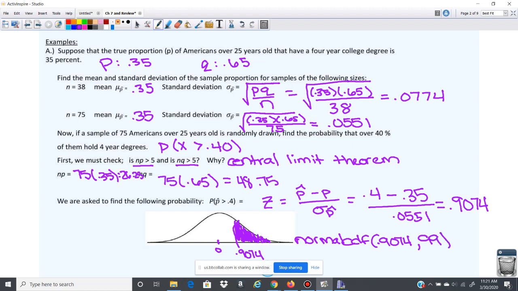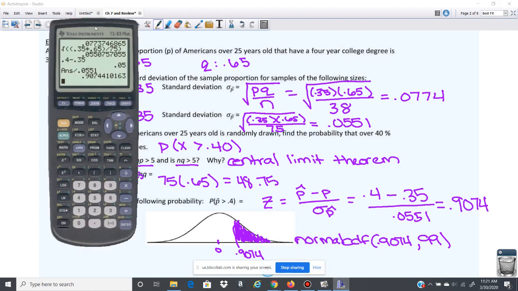Let me see if I share my entire screen. If I can pull that up here. Okay, let me see. There we go.